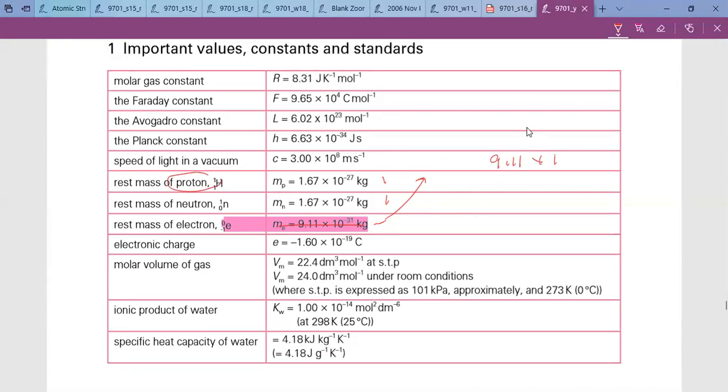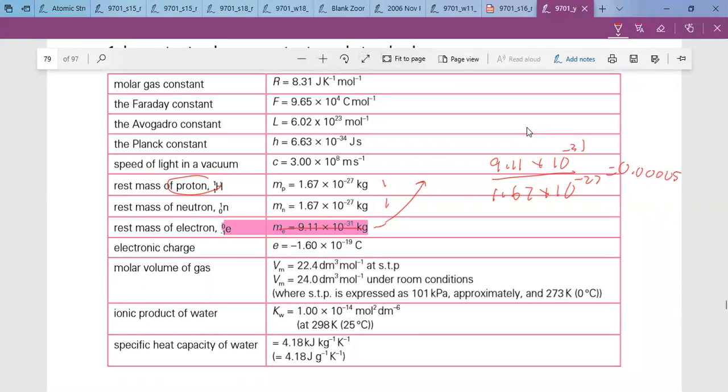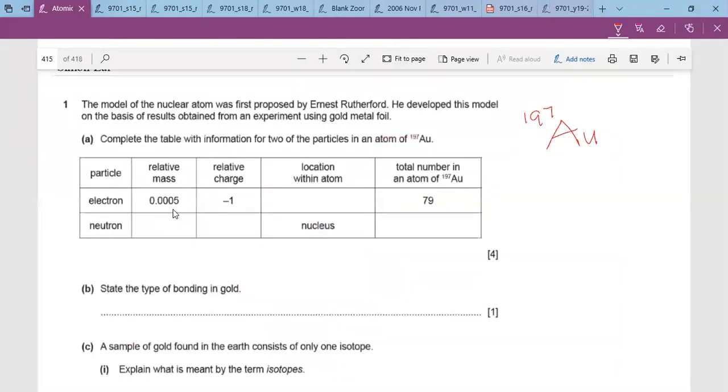So it is 9.11 times 10 to the power of minus 31 divided by, okay, compare how many times this is compared to this one here, 1.67 times 10 to the power of minus 27. It is about 0.0000, I think 54 something. Okay, so normally they take it as 0.00054, 3 zeros here, and 5. So neutron relative is 1 here.